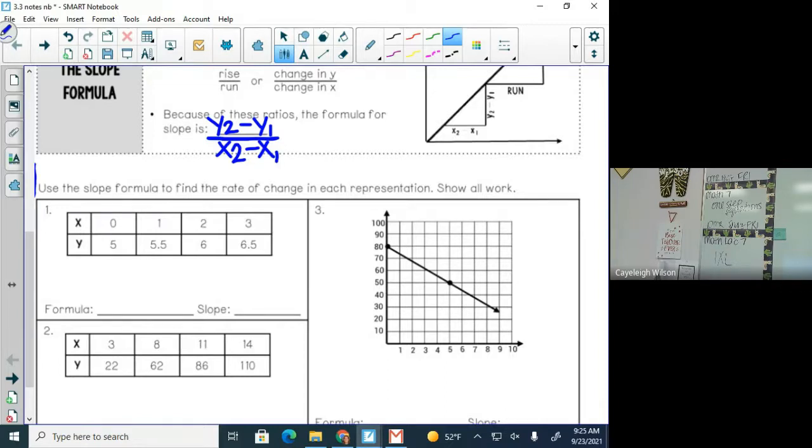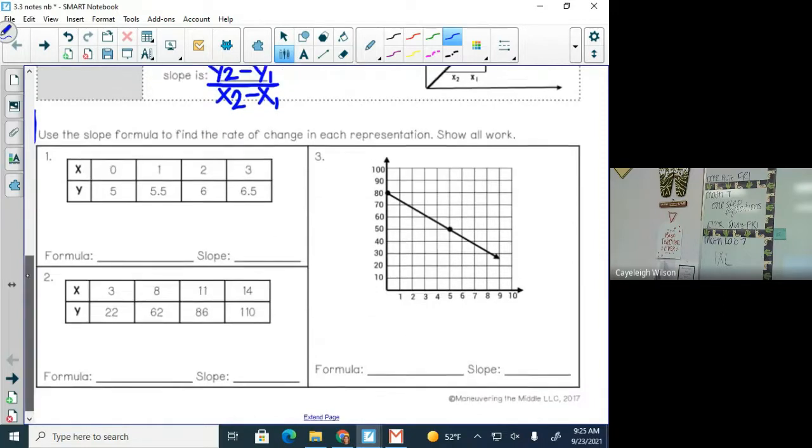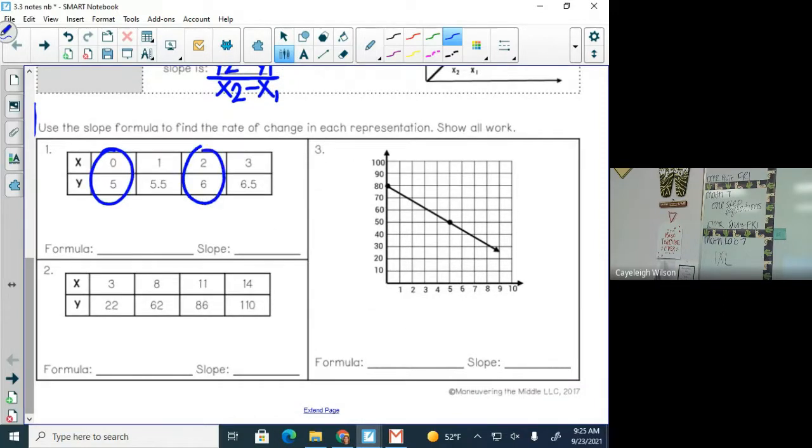Now, they want us to find slope using the slope formula. You can choose any 2 points from a table, a graph, or ordered pairs to find the slope because slope is constant. So no matter what 2 ordered pairs you choose, it's still going to be the same answer. So let's say that Isaac chooses this one and this one. So these are the 2 points that they chose. This is the ordered pair 0, 5, because ordered pairs are x, y. And this is the ordered pair 2, 6.